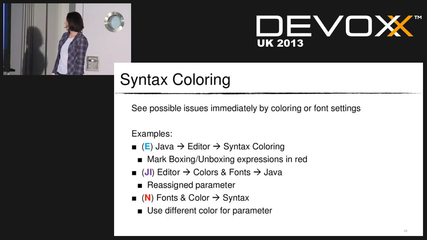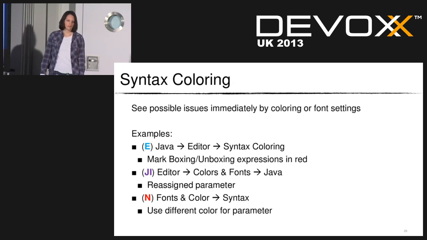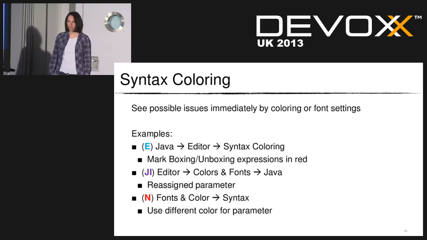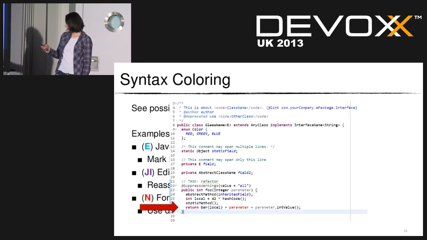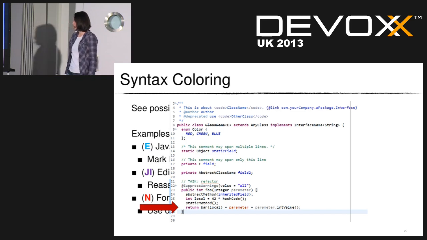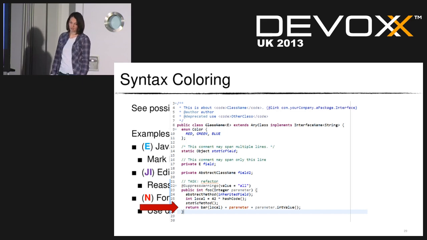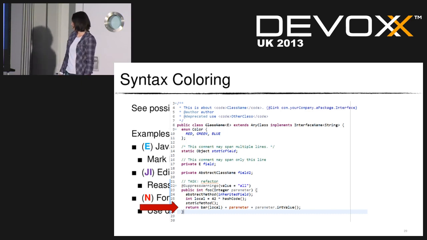Then some nice feature is syntax coloring, which you can also use to find possible issues in your source code immediately by just having some nice coloring. So here's an example which I often use, marked in red. There in the lower part we have a parameter, which is auto-unboxed, and I always mark it in red if there's some auto-unboxing stuff, because you can have nasty null pointer exceptions which are very hard to find if you can pass null into this method.